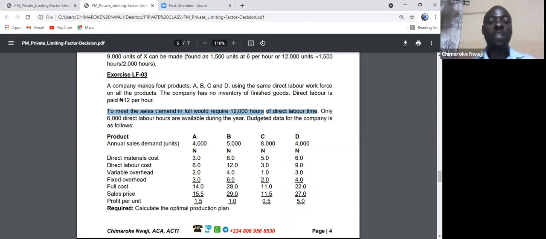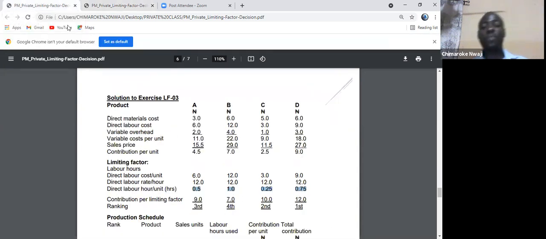Okay, so it means that we need 12,000 hours to finish the whole work in full. But what is available to us is 6,000 hours. That's why we're not doing this scarce resource computation. Now that we have our limiting factor per unit, we'll go to step 4. Our step 4 is the contribution per unit per limiting factor.